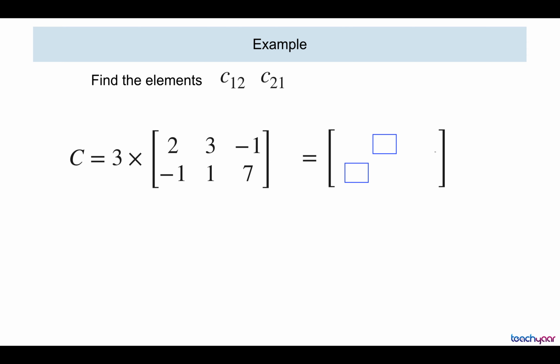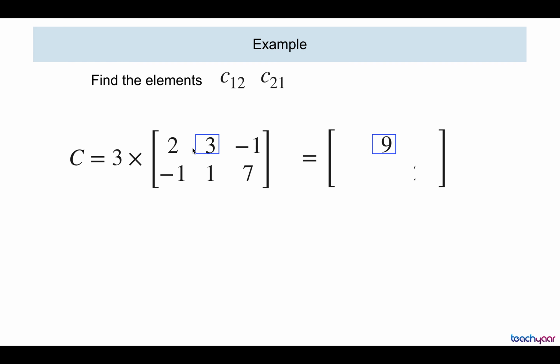Good, so let's try an example. You've got this matrix here, A: 2, 3, -1 in the first row, and -1, 1, 7 in the second row. What's the order of the matrix? It's got 2 rows and 3 columns, so it's a 2 by 3 matrix. And we are multiplying that by the scalar 3. And what we're getting is C. So we want 2 elements: C12, so first row, second column, and C21, second row, first column. So let's start with C12. To get this, you multiply A12, which is 3, with the scalar 3, and so what you get is 9.